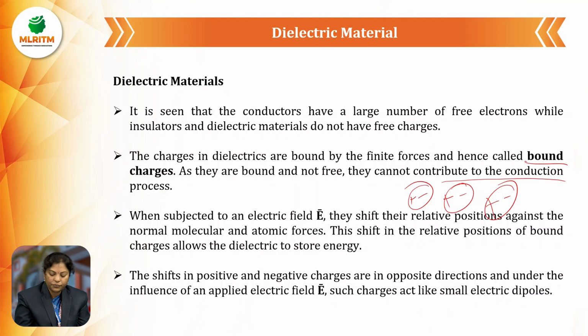Whenever we apply an electric field, they shift their relative positions against the normal molecular or atomic forces. The shift in relative positions of bound charges allows the dielectric to store energy. Whenever these are moving, they will store some energy. The positive and negative charges shift in opposite directions under the influence of the applied electric field. Such charges act as small electric dipoles. A dipole is nothing but a positive and a negative charge, so this is called a dipole.